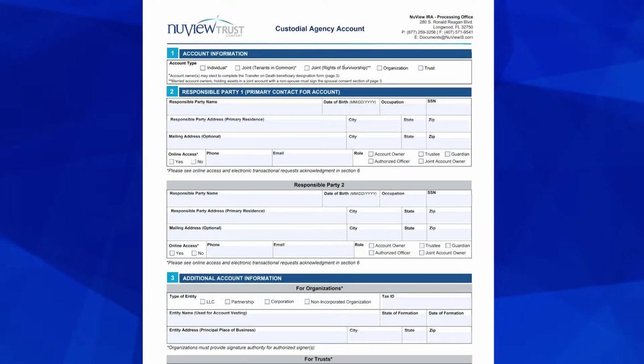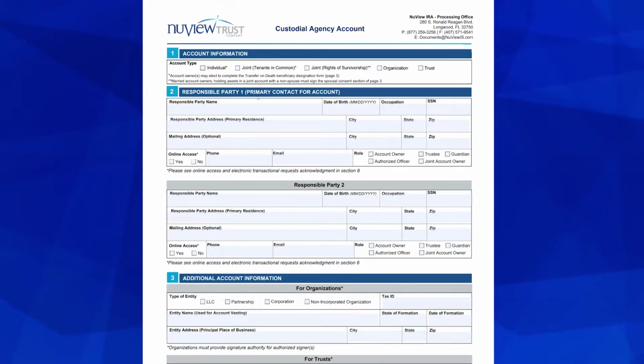Account type, section 1, is for an individual. Is it joint tenants in common, joint rights of survivorship, organization, or trust? Now, depending on the selection here determines your next steps and next sections you fill out down below, but let's just go ahead and go through them.